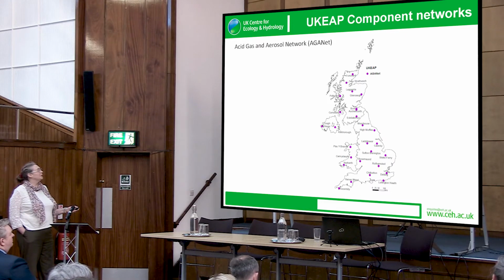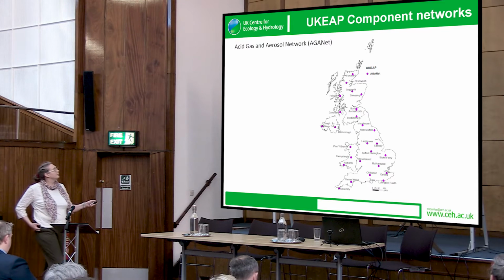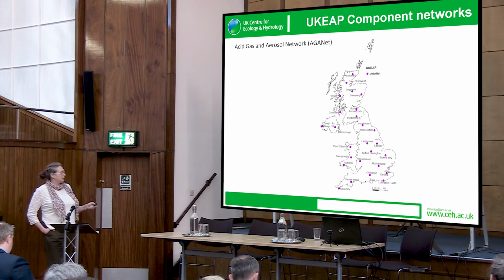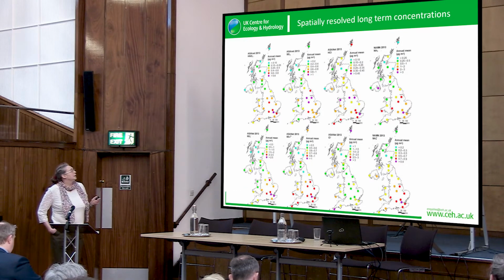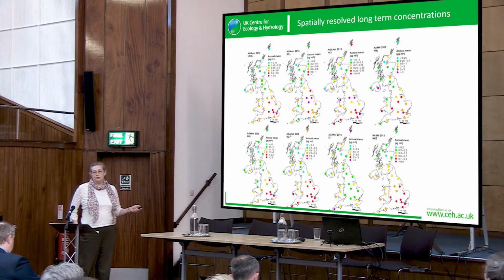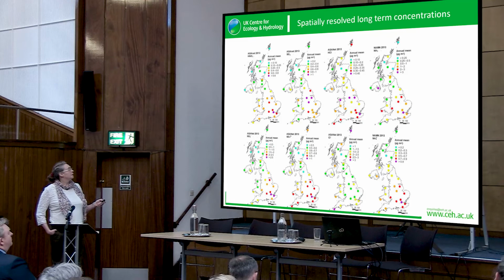So the acid, gas and aerosol network is probably the one no one ever hears about. It's 30 sites, now it's down to 27 because there were a few cuts a couple of years ago, which measures the nitric acid, sulfur dioxide, and the composition of particles, so inorganics. And it measures it over time across the country. It's been running for about 16 years now. It had some predecessor sulfur networks. You can see that the higher concentration of the particulate compounds are higher down in the south of England and lower in the north. So you can get spatial long-term data.